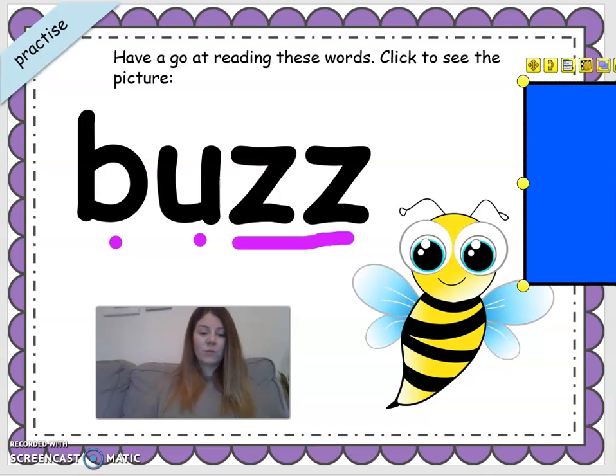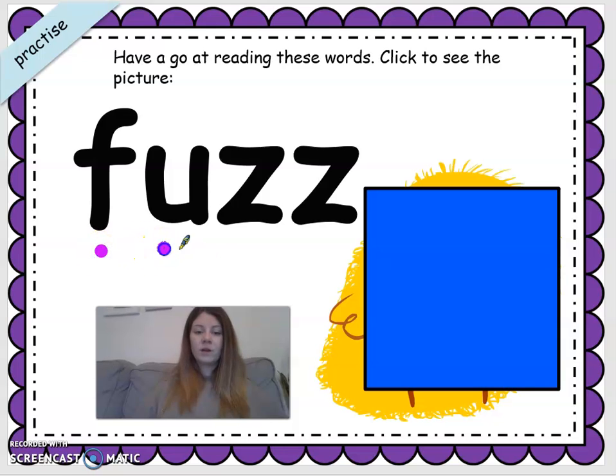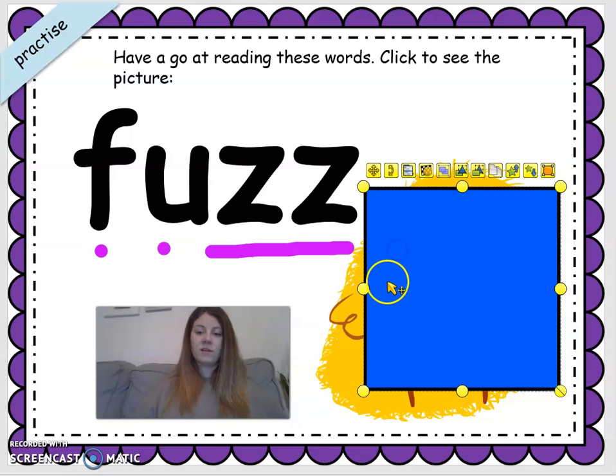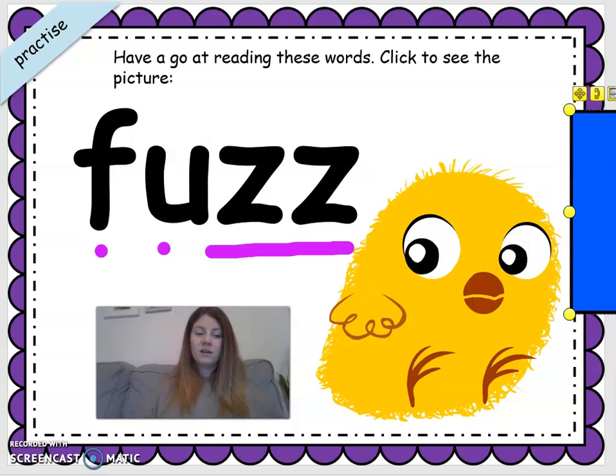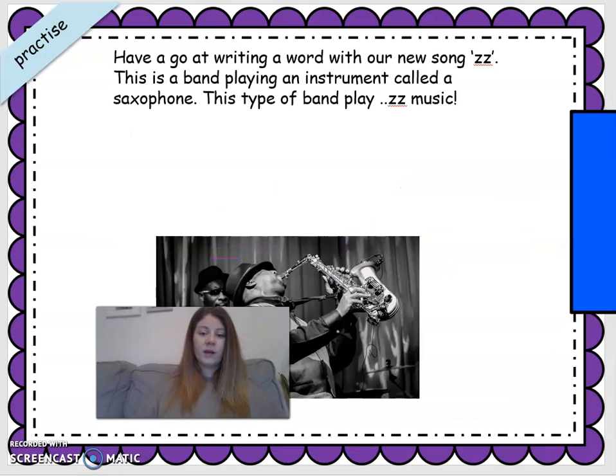Okay, let's have a look at the next one. We have got fuzz, fuzz, fuzz. Is it something that is fuzzy? It's a little baby chick, isn't it? Fuzzy. Okay, let's have a look at the next picture that we're going to write.